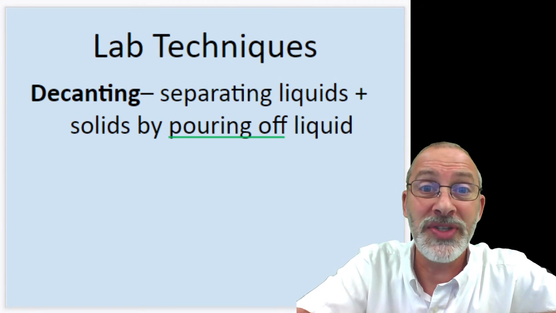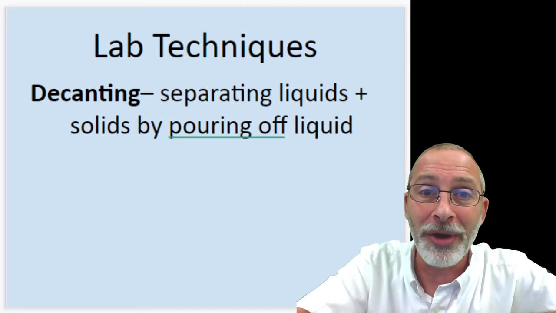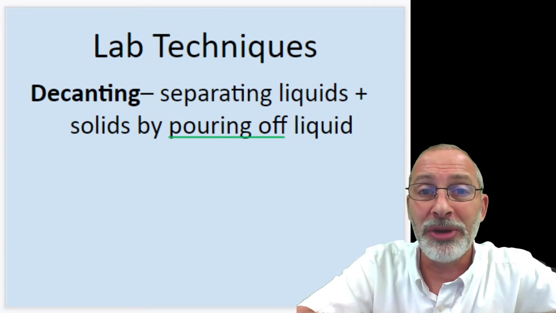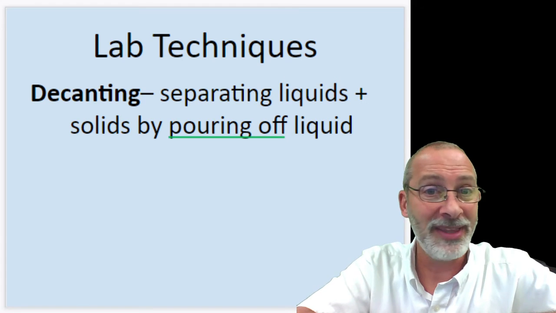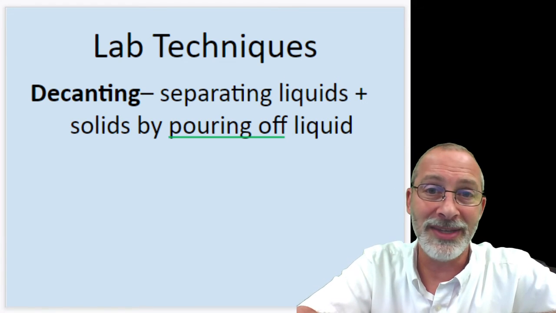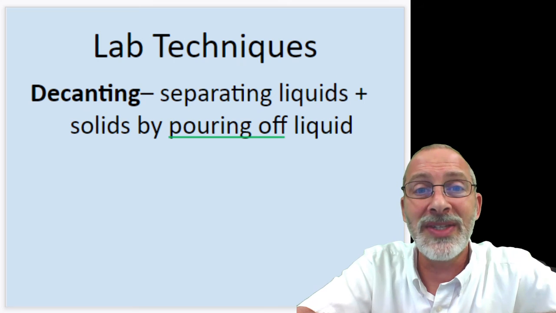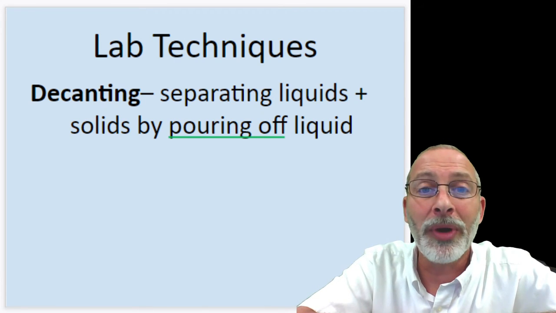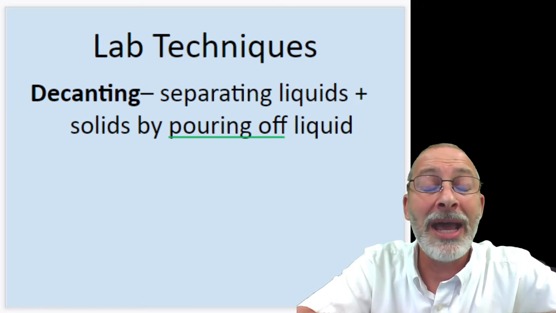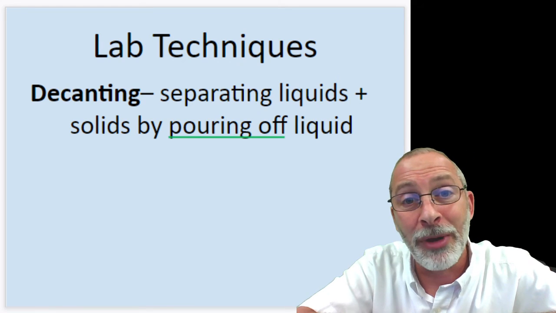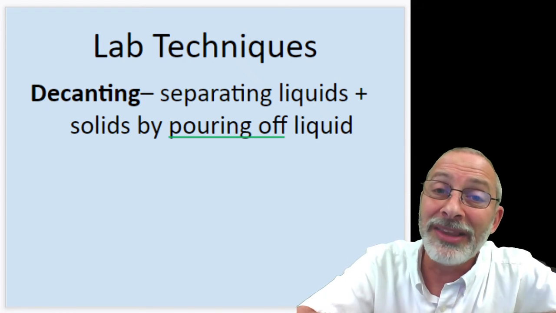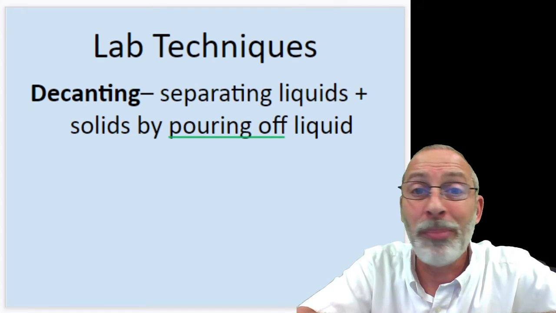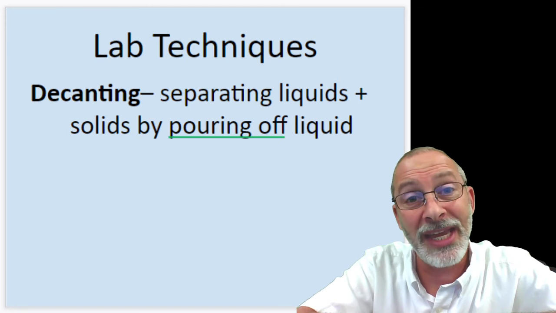Yeah, you'd simply pour off the water. That is probably your earliest experience of decanting. That's all decanting is. Decanting is simply separating solids by pouring off the liquid. Now, it'll be a little bit more involved than that tomorrow in the lab, but I think you get the idea. You got a bucket filled with sand and water. You pour off the water and you're left with sand.